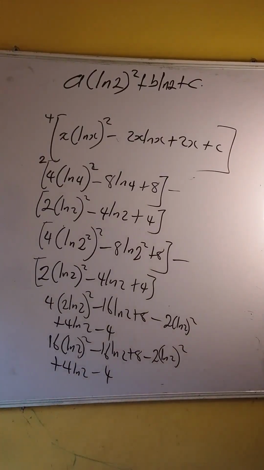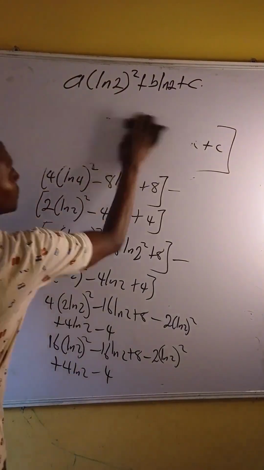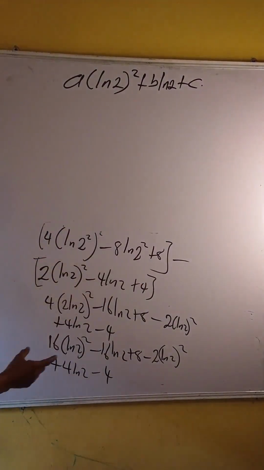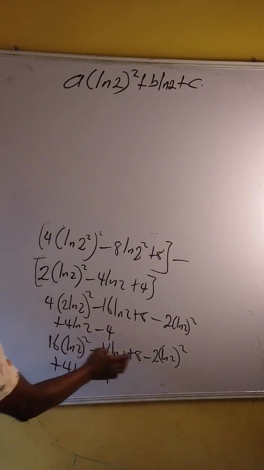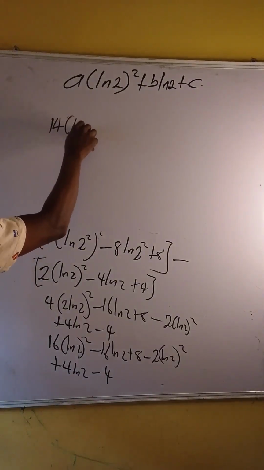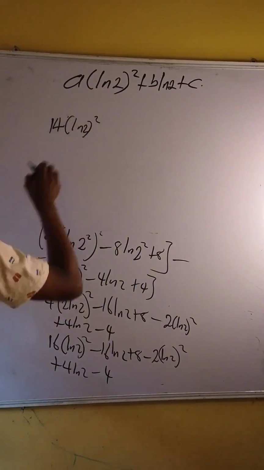Okay, so let's see if we are going to get what they ask us to get. Let's see how to deal with this. So this is for 16 ln 2 squared and 2 ln 2 squared. They are like terms, can be subtracted. So 16 minus 2 will give us 14. So I have 14 bracket ln 2 all squared.